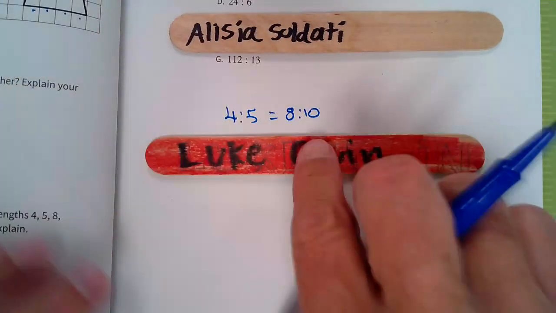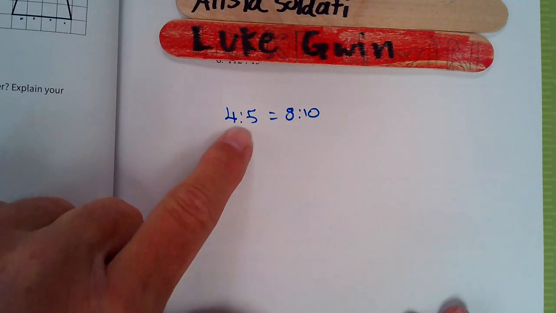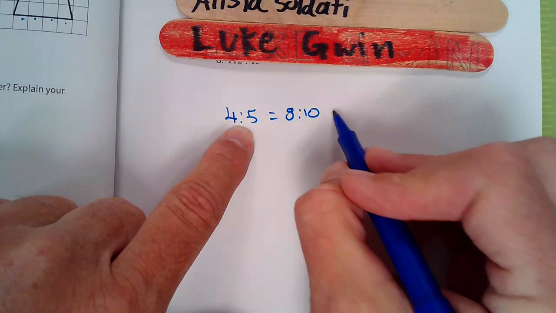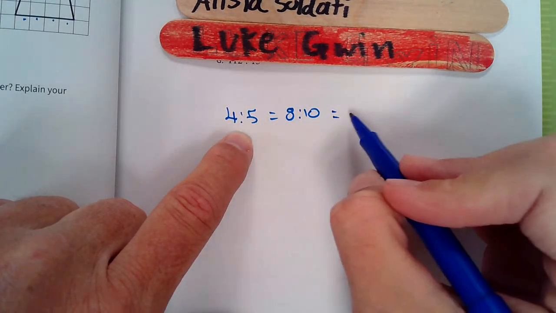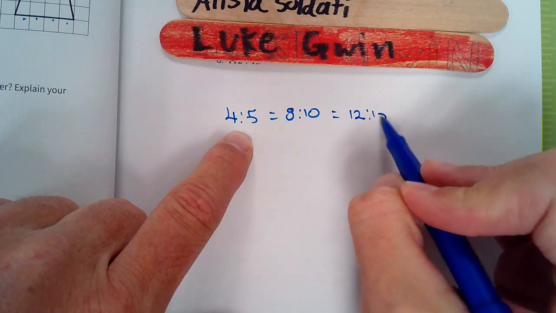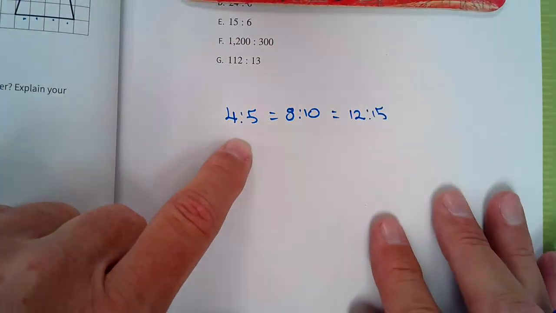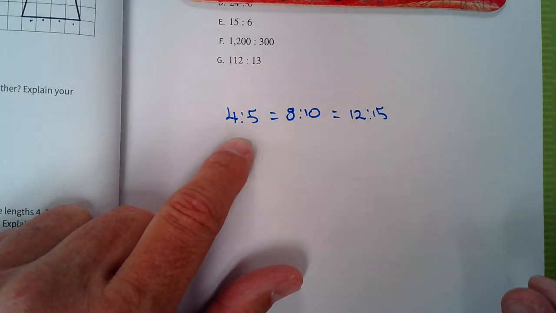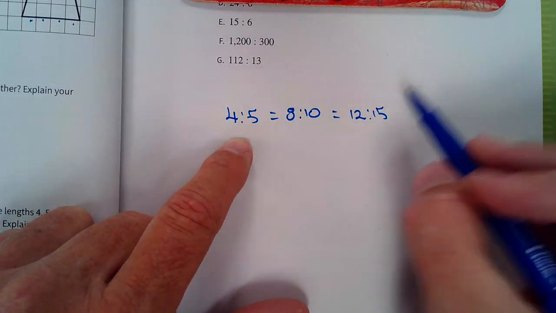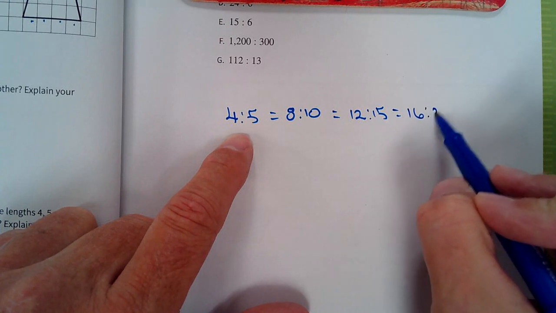Let's see here. Mr. Gwynn, you had your hand up a minute ago. Can you think of another ratio that would be equivalent to 4 to 5? 12 to 15 would be another ratio. Nicely done. Put up 10 points. Now, ratios don't have to be larger. Question? No. Yet another one? Go ahead. What is it? 16 to 20. 16 to 20 is another ratio.